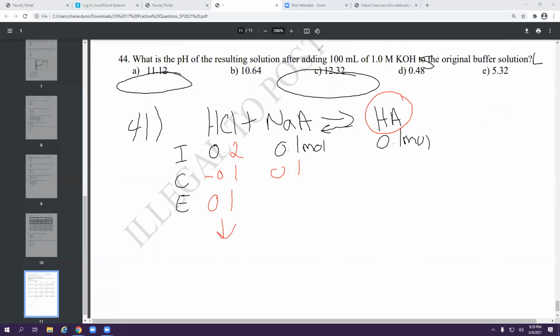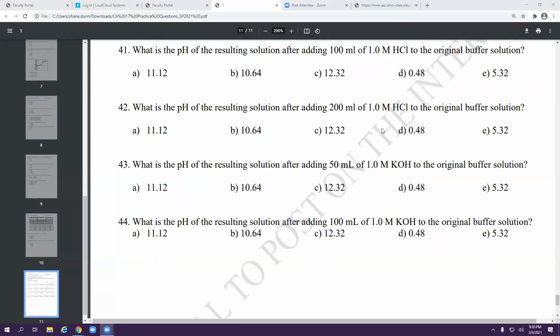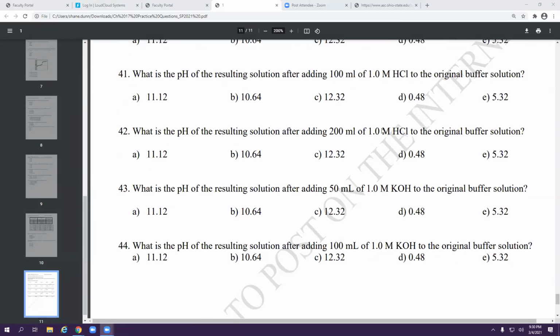Strong acids do what? 100%, right? So that's my concentration of hydrogen now. So I'll just take the negative log of 0.1, which will give you 0.48. So 42 will give you 0.48. Do you see why I think this will pop up in the test?